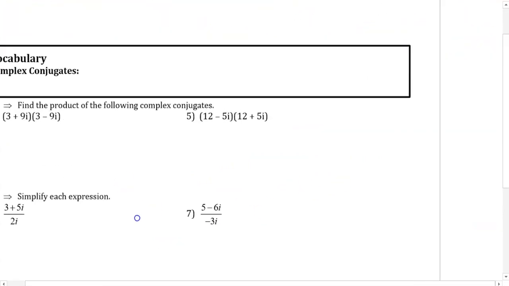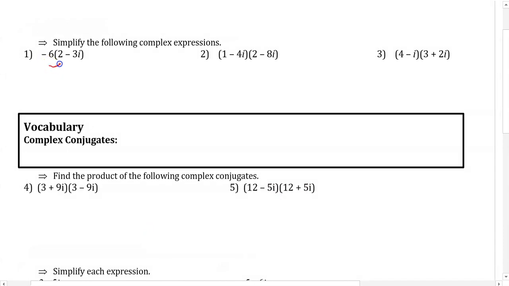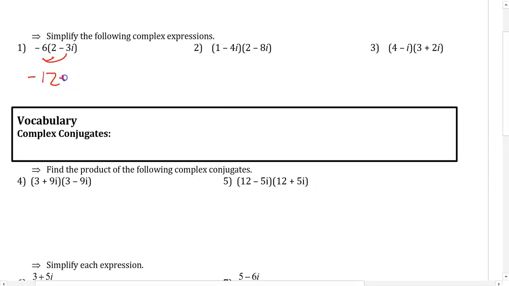For our sample problems, we're now going to apply that. So first I have negative 6 distributing into my parentheses. Negative 6 times 2 is negative 12. Negative 6 times negative 3i is positive 18i. So I have negative 12 plus 18i.